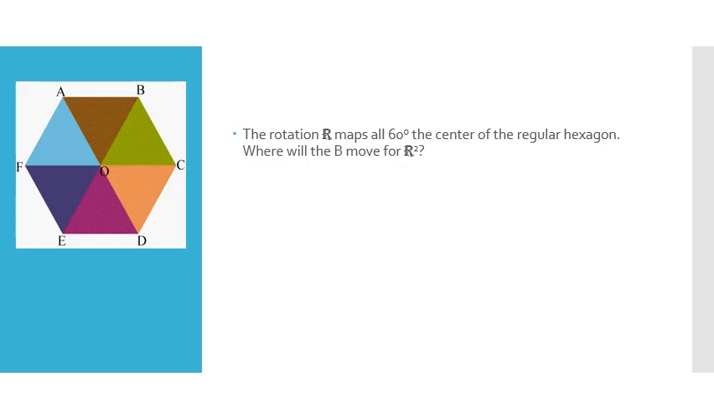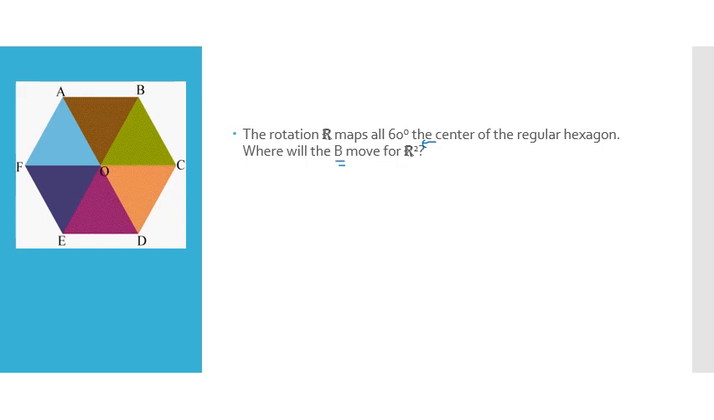So where will the B move for R²? Now this 2 isn't down below like we've been seeing in some of the nomenclature, but this one was more like the twice times the inverse rotation or reflection. This one is going to be done twice.